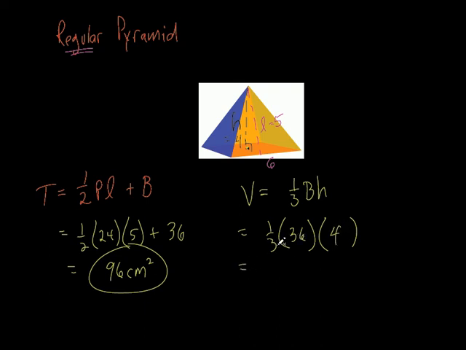All right, let's figure out what this is. What's 36 divided by 3? 12 times 4 is 48, so the volume is 48. Let's say it's in centimeters, so it would be centimeters what? Cubed, because it's volume, okay? And that's basically all there is to this stuff.